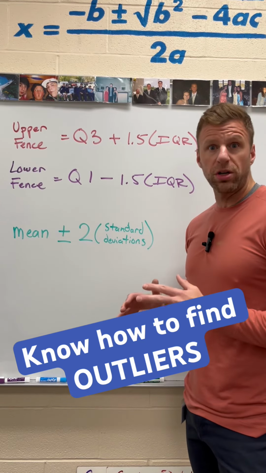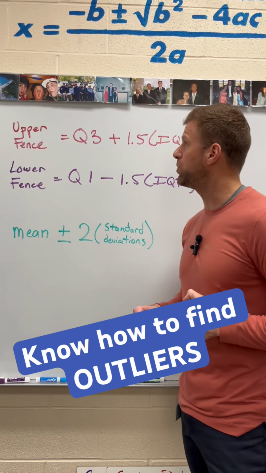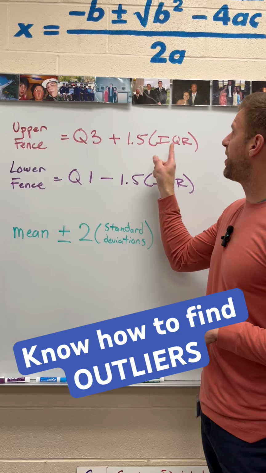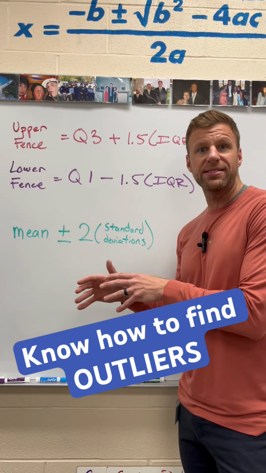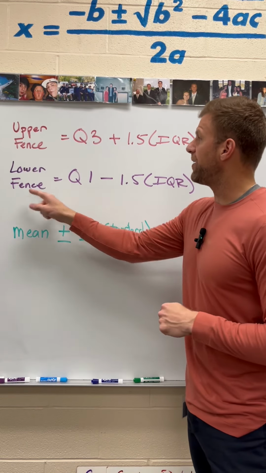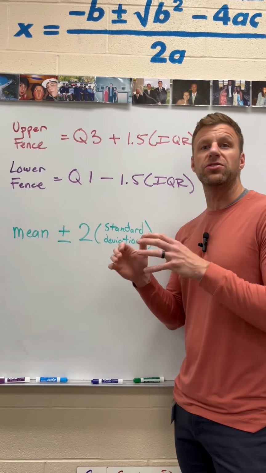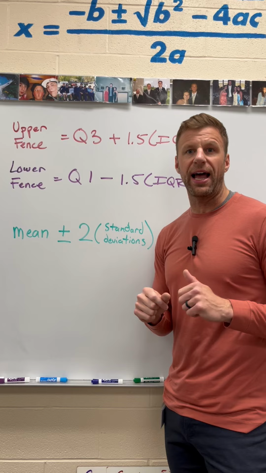If you know your quartiles, and that means you know the IQR, which is simply Q3 minus Q1, find your upper fence by taking Q3 plus 1.5 times the IQR. If there's any data values in your data set that is above that upper fence, it's an outlier. To find the lower fence, take Q1 minus 1.5 times the IQR. And if there's any values in your data set that's lower than that lower fence, it's an outlier.